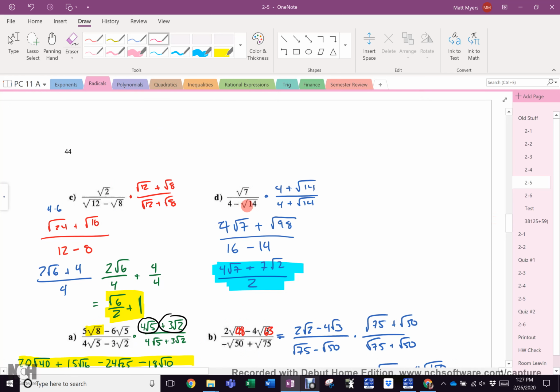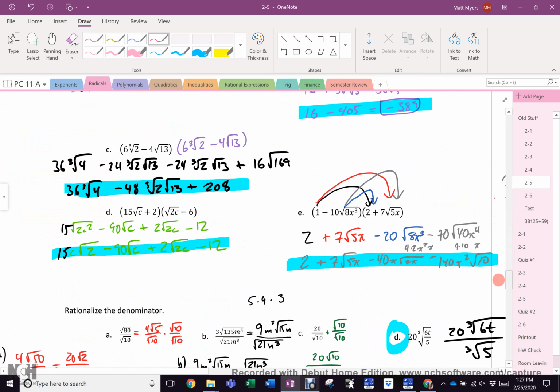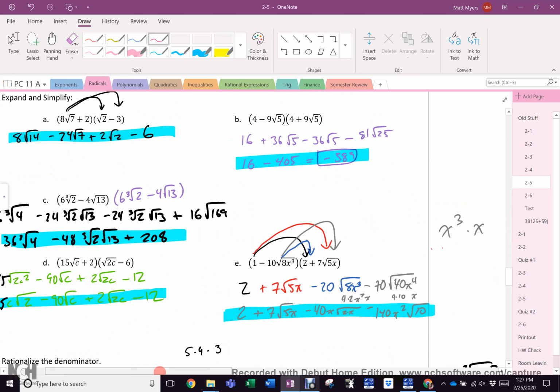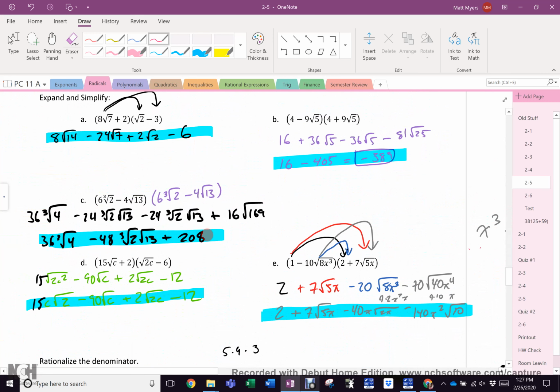When you do the 4 times square root of 7, you just do 4 and square root of 7, right? That's how you do it? Okay. So everyone is okay with these multiplies? Yeah? Which one, Jovan? C?